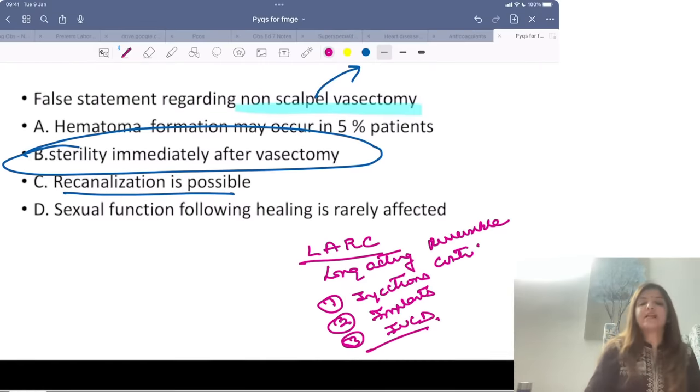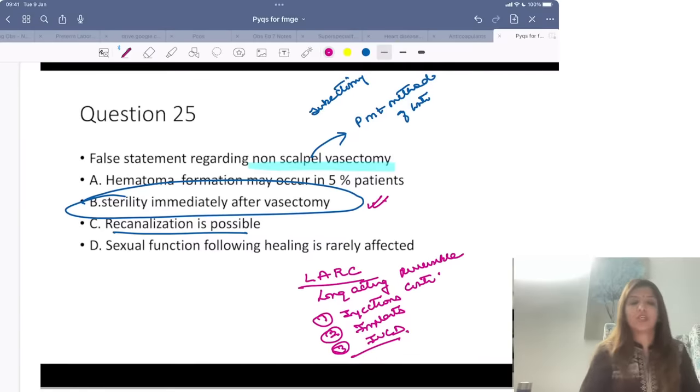Right? So, these are long-acting reversible methods, LARC methods. The answer to this question was option B. They had asked for the false statement. So, which is the false statement? Sterility is immediately attained after vasectomy. That's a wrong statement. It is attained after 3 months.